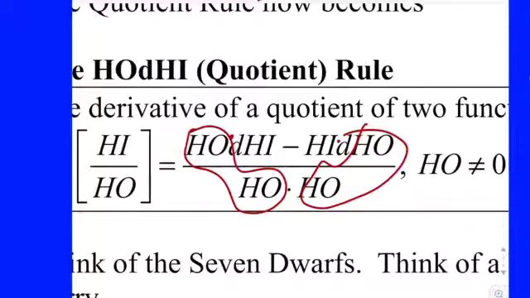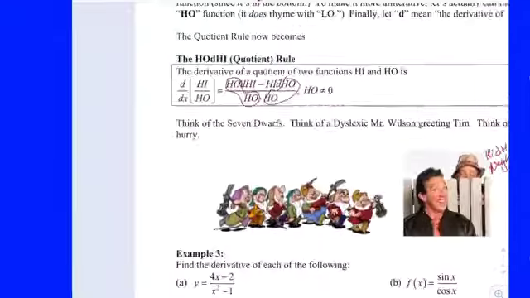Ready? 1, 2, 3. Ho-de-high minus hi-de-ho over ho-ho. Again. Ho-de-high minus hi-de-ho over ho-ho. Get into it louder. Ho-de-hi minus hi-de-ho over ho-ho. One more time, let them hear you on the recording. Ho-de-hi minus hi-de-ho over ho-ho. There we go. Now we've got it.